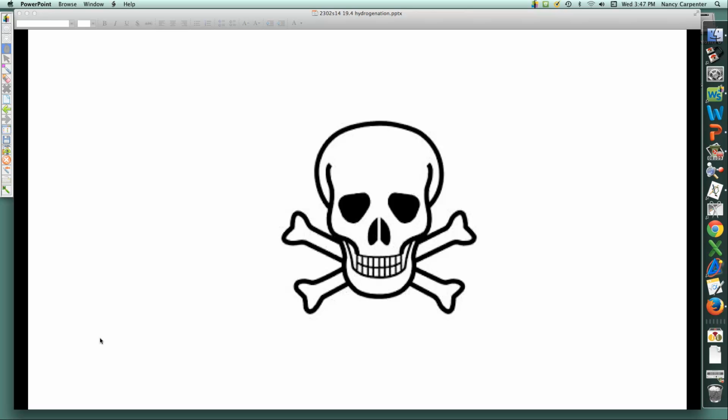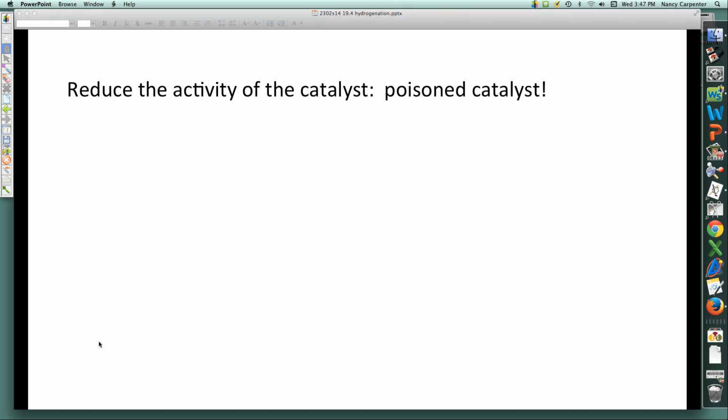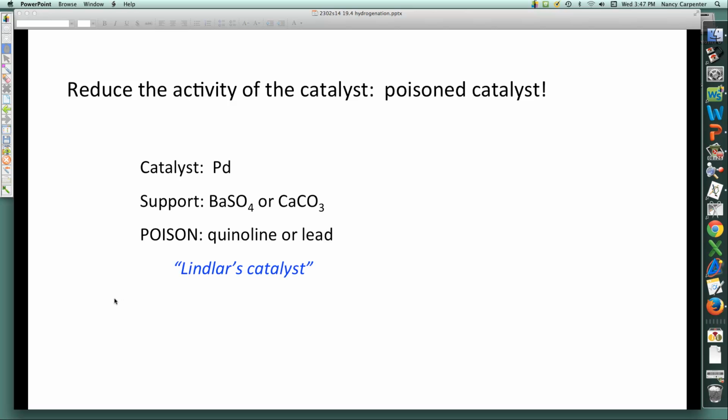So, there you go. You just poison your catalyst. Poisoned catalysts are how you reduce the activity of the catalyst and get the alkyne to stop at the alkene stage.